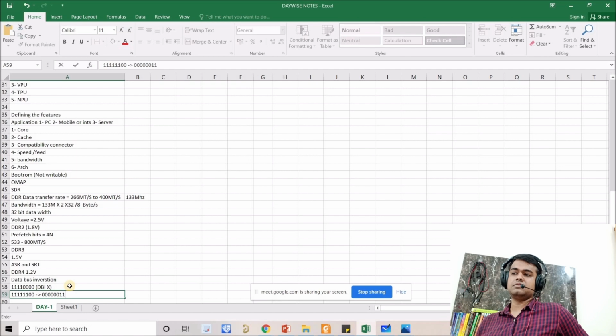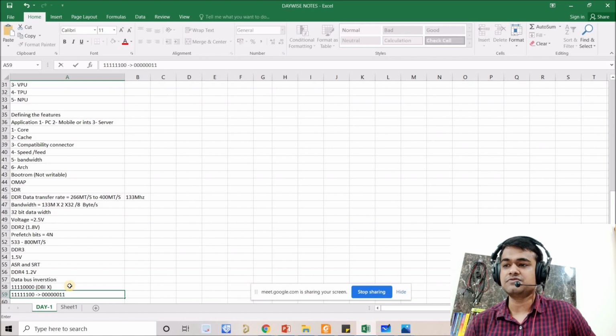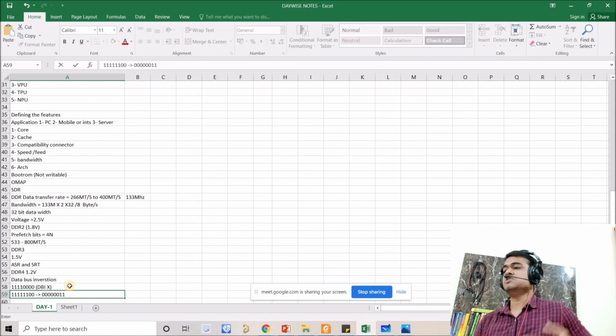Now what is the advantage of this? There is no sink current flowing from the power supply to the processor or memory, right? And that's why DDR4 RAMs became so popular, and everywhere people were using DDR4 RAMs. I'll show you the circuit in the next session, because today we don't have that time. I have to discuss a few more topics.